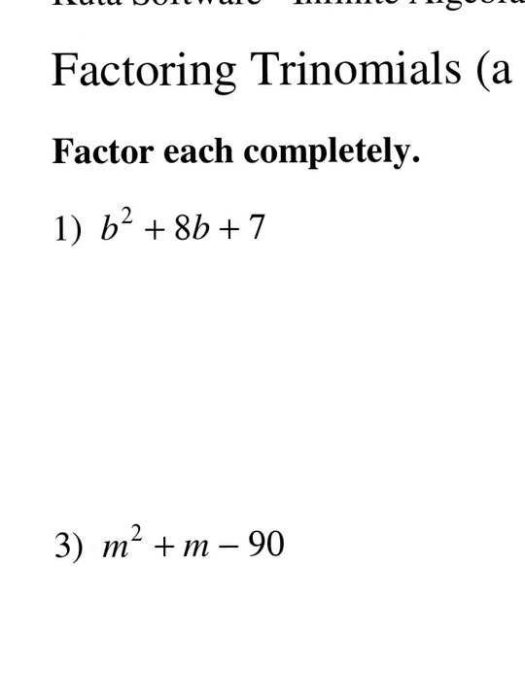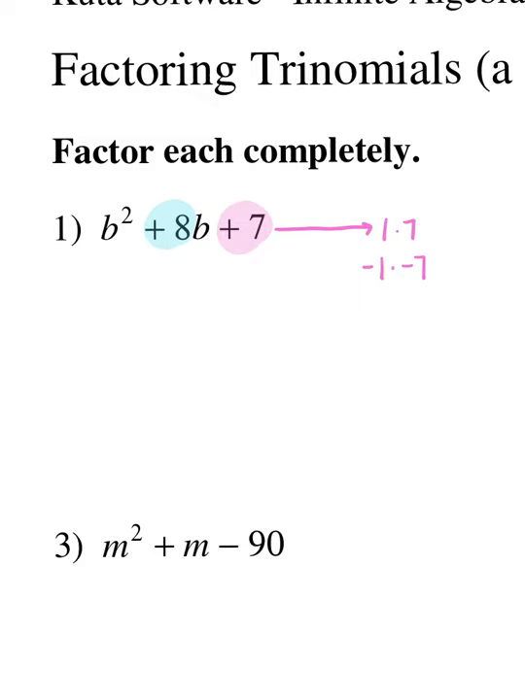So let's look at the first one. Again, I'm asking myself, what two numbers multiply to give me 7 and add up to give me positive 8? So I'm going to write the factors of 7. I have 1 times 7, and that's the only positive factor, or I have -1 times -7. Those are my two factors of 7.